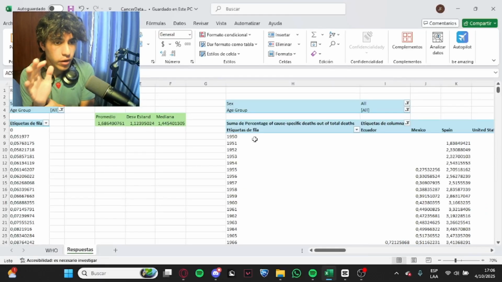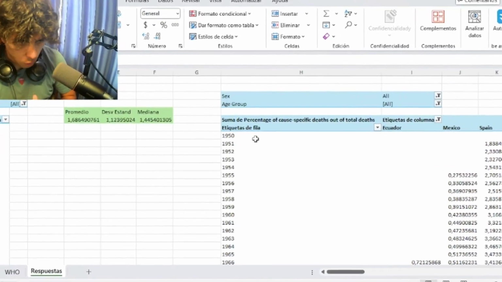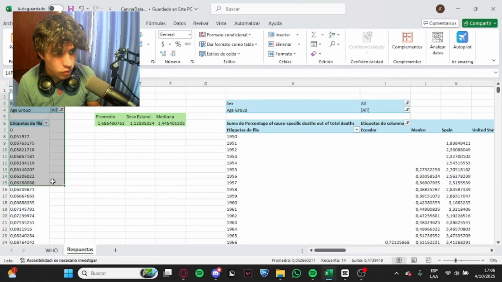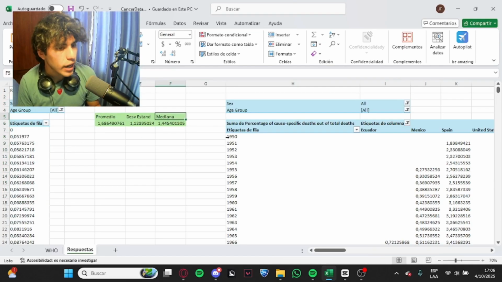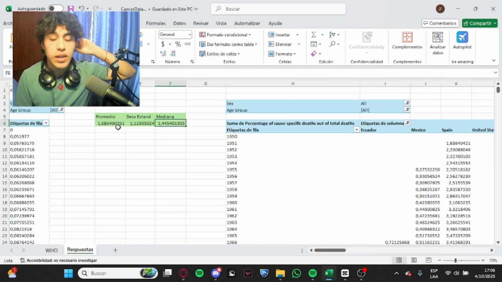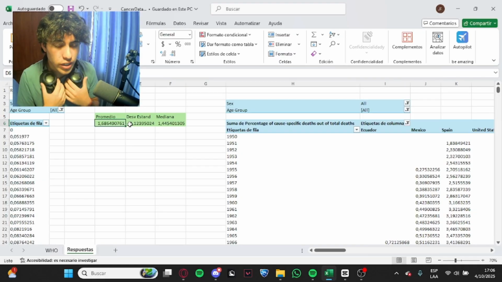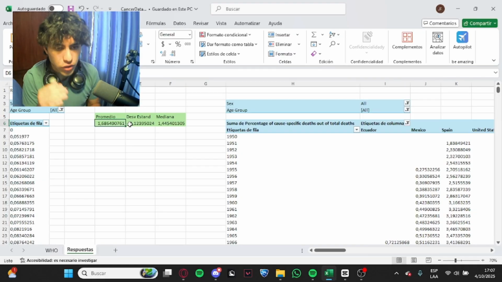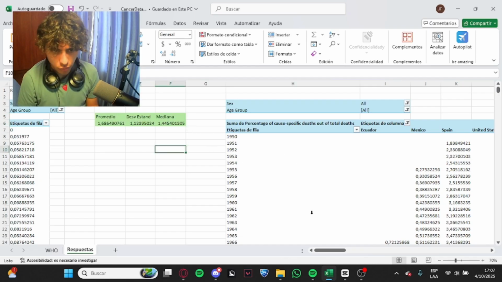So here we are with the Excel sheet that we are going to be working on. The first thing that we needed to do was to make a dynamic table to analyze the average and the standard deviation, and I also added the median because I thought it would help understand the database a little bit more. And it actually did, because here in the average we see that it's 1.68, and here in the median it's 1.44%. This shows that there are some higher values pulling the average up, which we can see because the median is a little bit lower. So this was the first analysis that we needed to do.